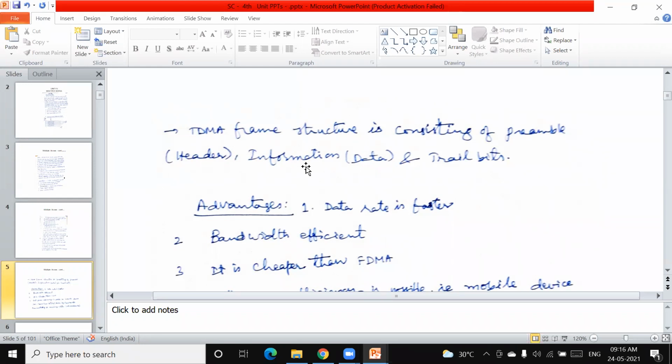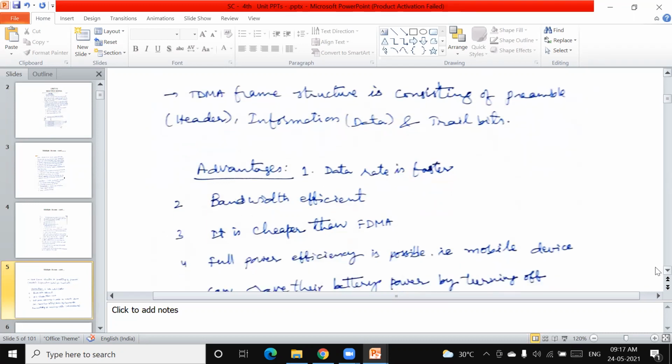preamble, information data, and the trail bits. This is completely the three. If you consider, this is the header, the preamble, this is the data, and at the end there are trail bits. What their functions are and how they are present in this structure, we will see. Right now, I have just given a word here.